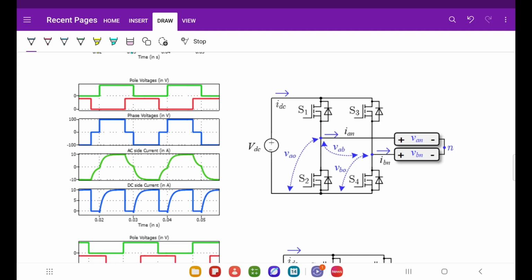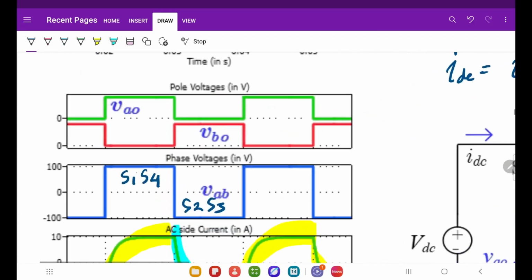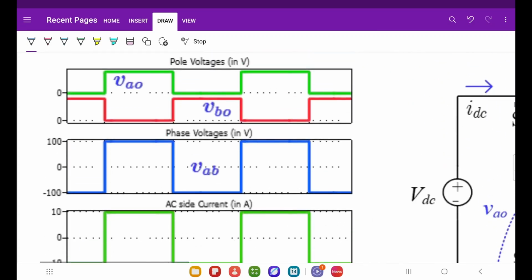Now let me take the example of a quasi square wave. That means I have given a phase difference between the pulses, like this. You can see there is a phi, and from here to here also there is a phi. Previously, the gate pulses were perfectly synchronized, from here to here.